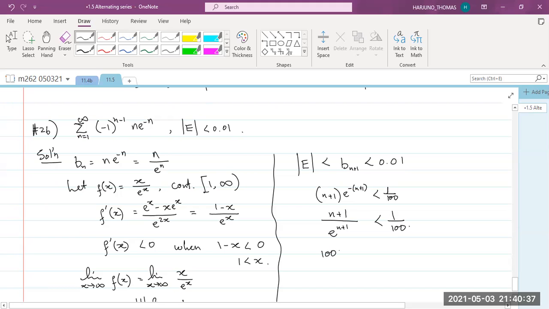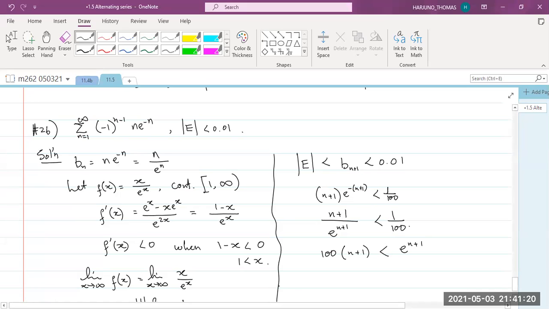So 100 times n plus 1 is greater than e to the n plus 1. Can you solve for n? Instead of fully solving that, just find the n where this is satisfied. That's what I plan to do.